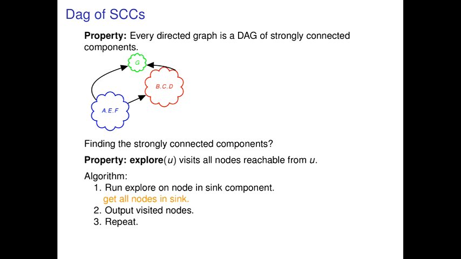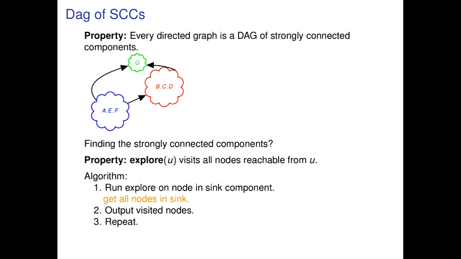After I do G, which one should I explore next? Run Explore on a node in the new sink component. If I remove G, what's the sink component that's left? The red one or the blue one? Which one's the sink component? Red, because it has no outgoing arcs. The sink component means it has no outgoing arcs. Okay, so this is very nice, right?